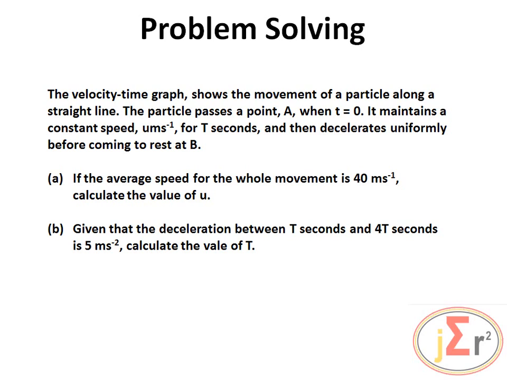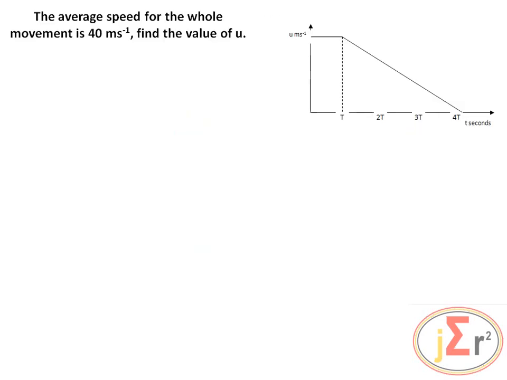Given that the deceleration between t seconds and 4t seconds is 5 meters per second squared, calculate the value of t. Two parts, but let's see what we make of it. That is our graph. The average speed for the whole movement is 40 meters per second, and we are required to find the value of u.